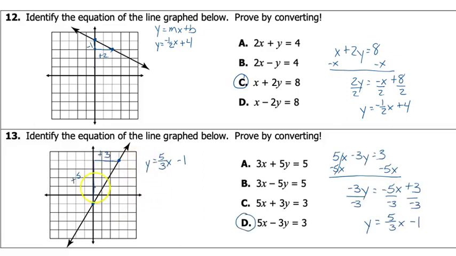All right, so if we count up and over, this is a positive slope. I know that it's going uphill. I have 5 over 3, so 5/3 x. It crosses the y-intercept down here at negative 1. So y equals 5/3 x minus 1. And if I have to convert each of these, I will find that D converts into y equals 5/3 x minus 1.